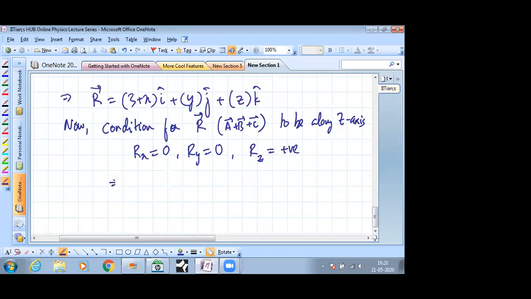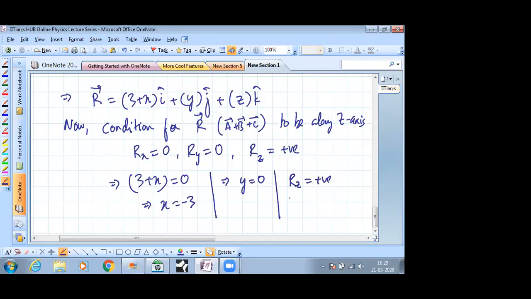So let's apply that condition on this vector now. The x component being 0 means the quantity x over here is minus 3. Similarly, the condition for the y component to be 0 implies that y is 0. And the condition for the z component to be positive implies that z is a positive quantity. So x and y are found; z is still unknown, but we can see that it's positive.